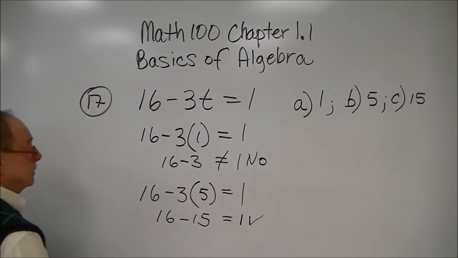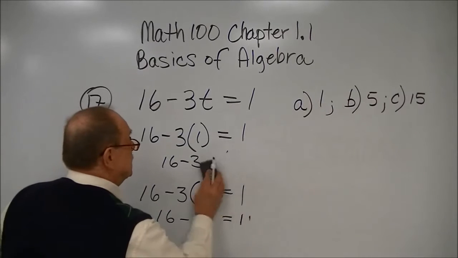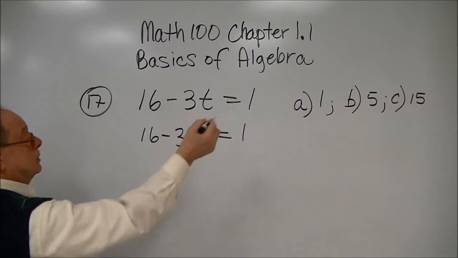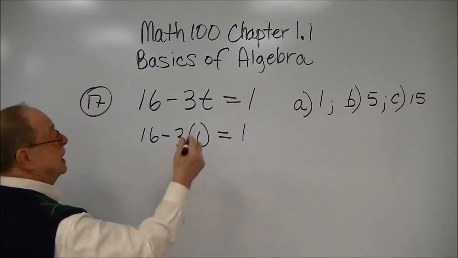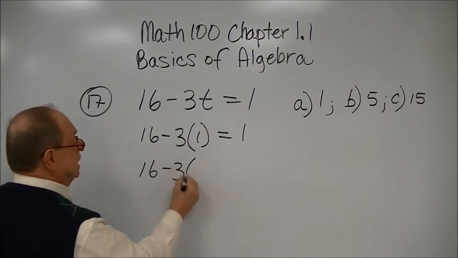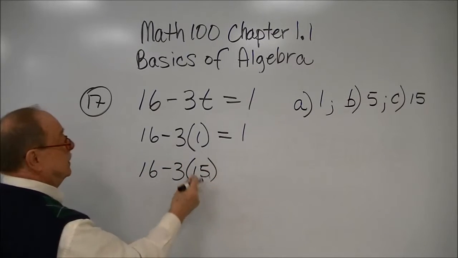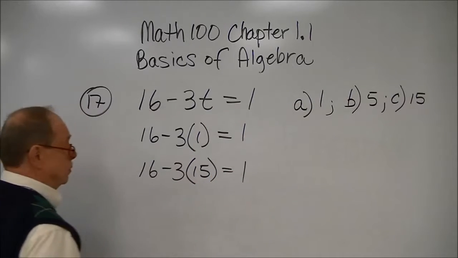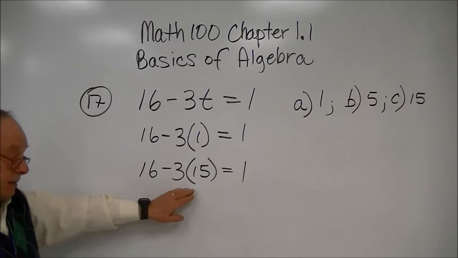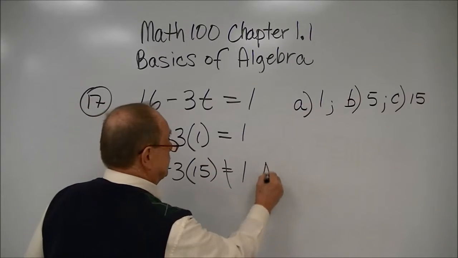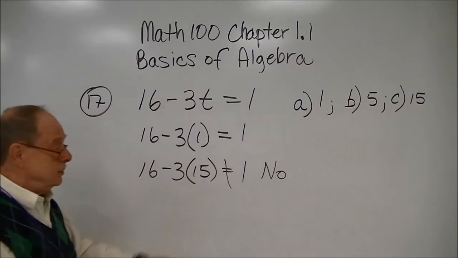And then I'll erase these to save a little room. Then we go to replacing this with a 15. So 16 minus 3, and we're going to put a 15 to replace the t. Does that equal 1? Well, this is going to be a negative 45. That's not going to be true. So this would be a no. And that's how you do those.